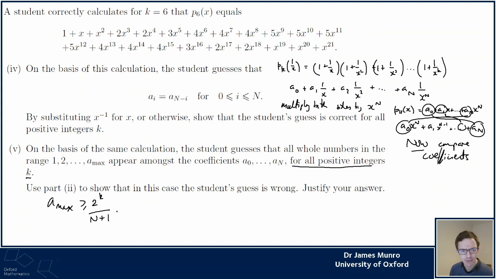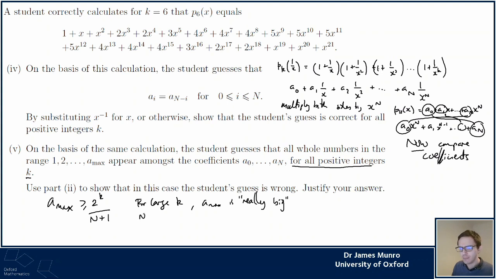Okay, I suppose this inequality, if I had to put it in words, says a max is really big. It's bigger than 2 to the k, which is huge, right? 2 to the k, the thing grows exponentially. A max is really big for large k. So for large k, a max is, in quotes, really big, because I think it's going to be so big that there's no way to get all of these coefficients. That's my kind of guess.